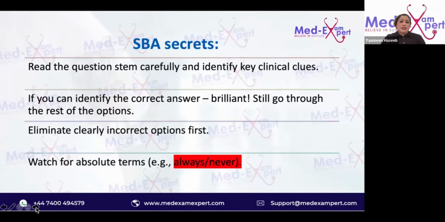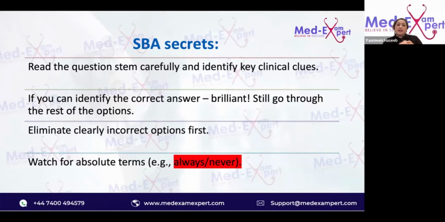Now I promised I will tell you the secrets of the SBAs. Read the question stem very carefully. Identify the key clinical clues. Secondly, identify the correct answer. If you got it, brilliant, very good. Tick mark it, but still go through the rest of the options. If you get the right answer, do not forget to go through the rest of the options. Sometimes the answer which you are thinking is not the right one. The answer is in some other lines.